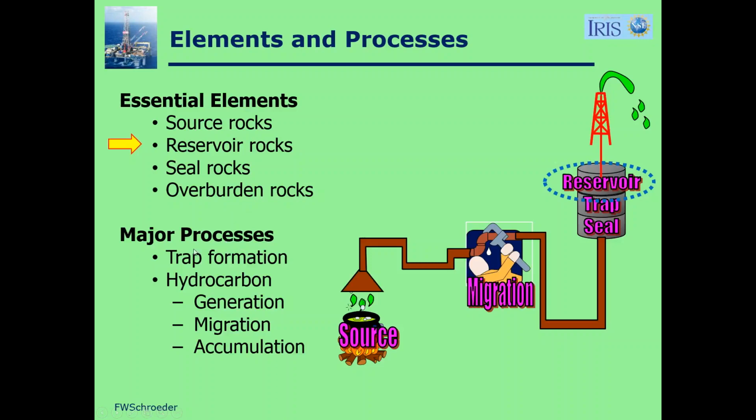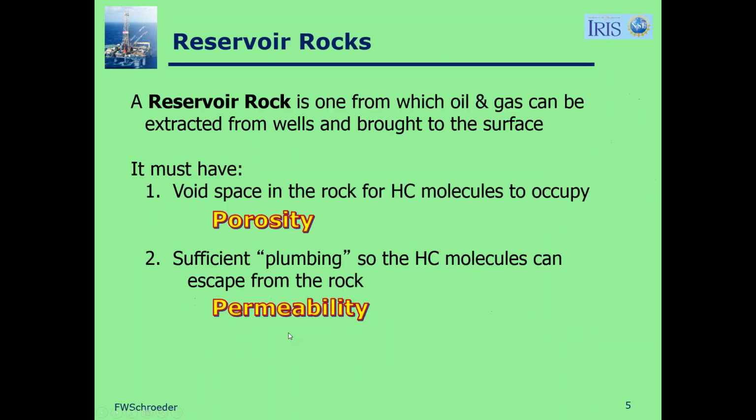And then we have 2 major processes that we need. One is trap formation. It could be a structural trap solely. It could be a stratigraphic trap. It could be a combination structure and stratigraphy. And then we need processes related to hydrocarbon, generation of hydrocarbon, the migration of hydrocarbon, and then the accumulation of hydrocarbons. So what is a reservoir rock?